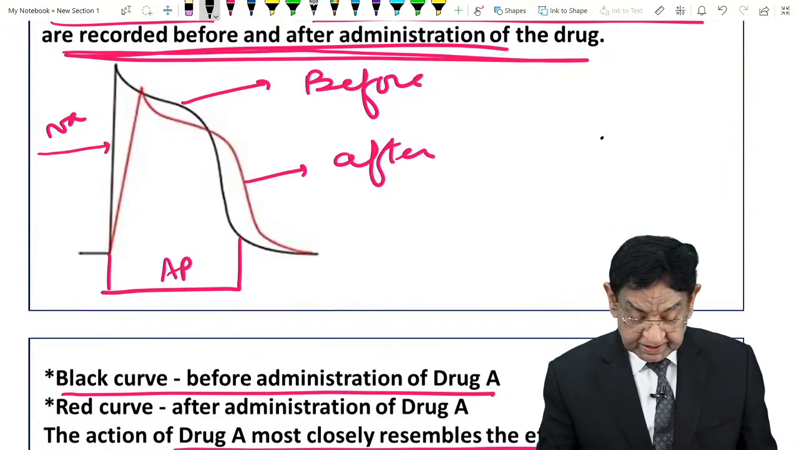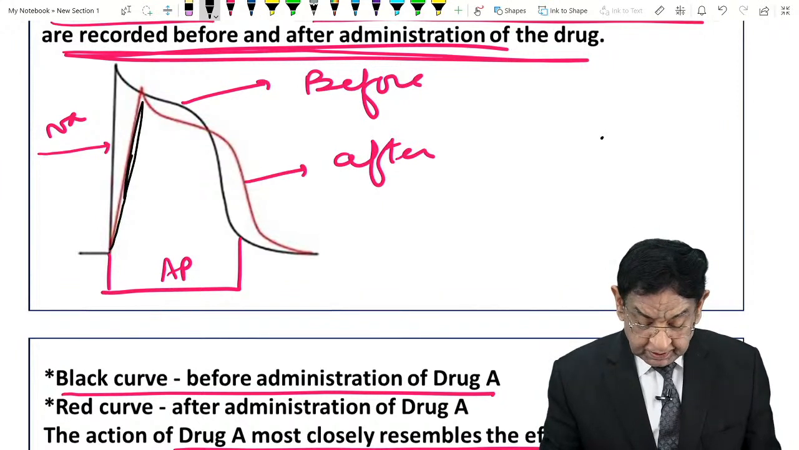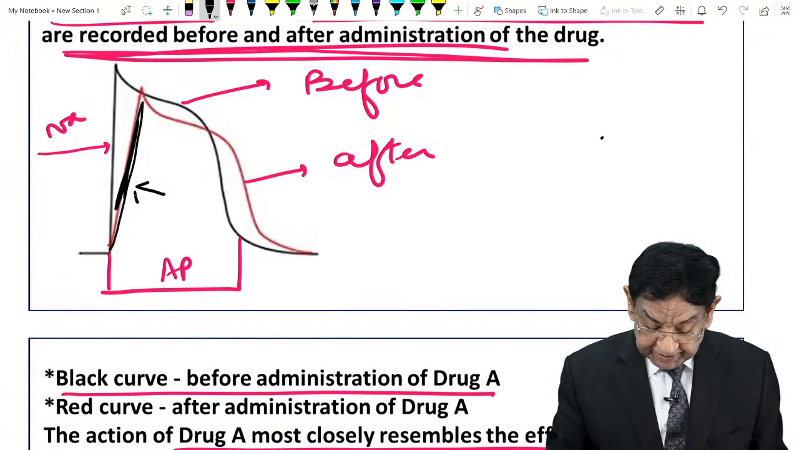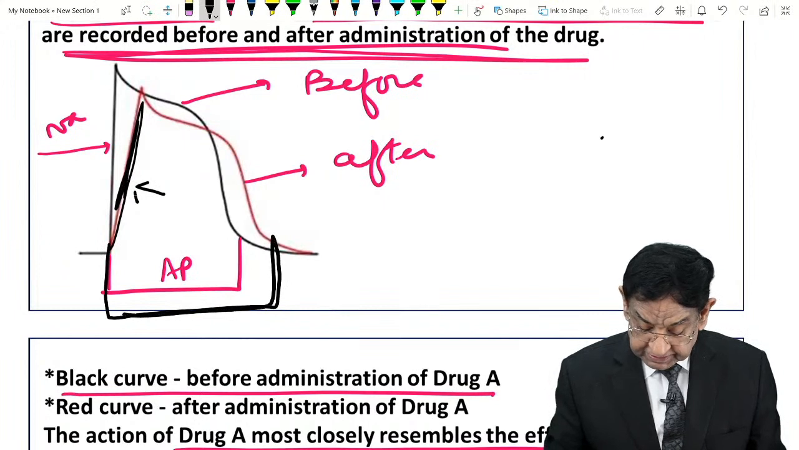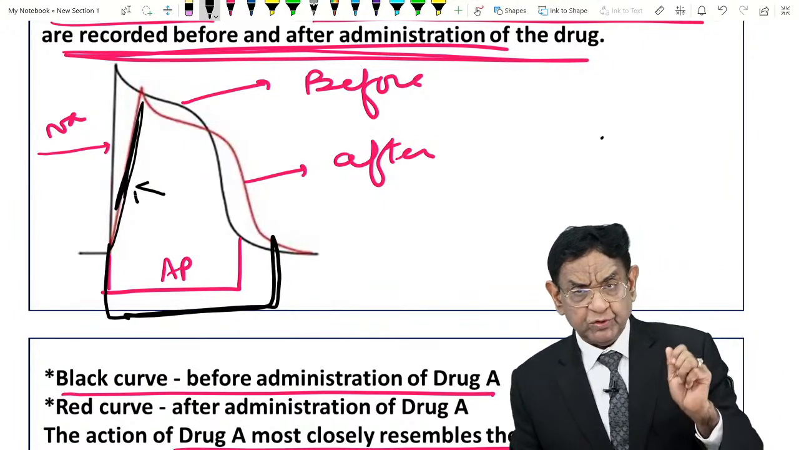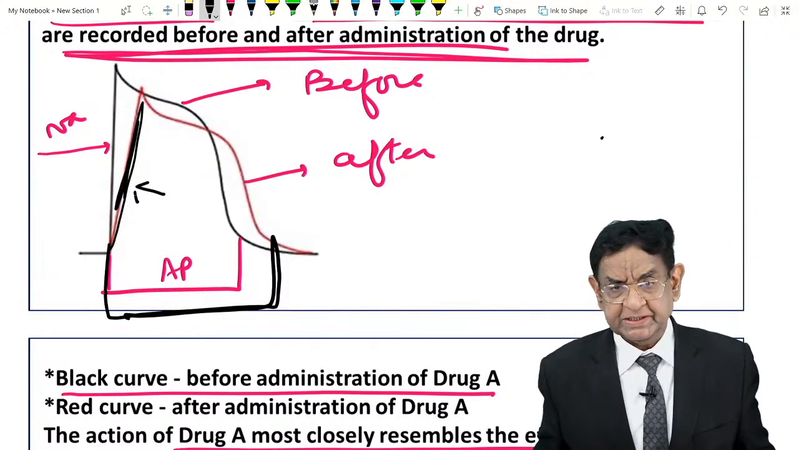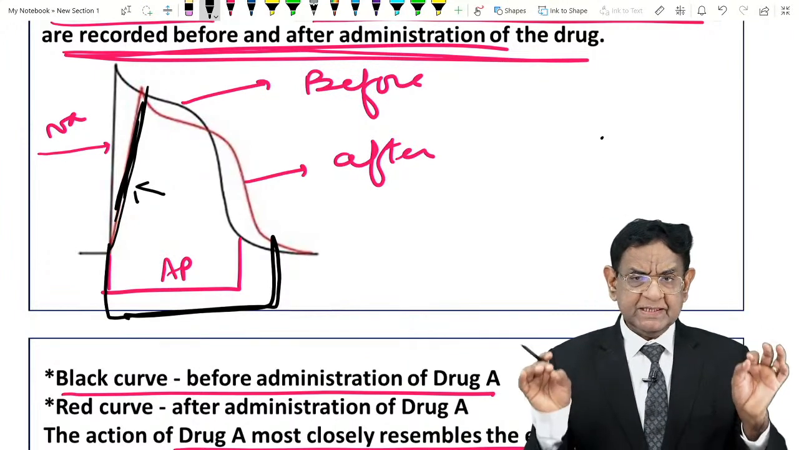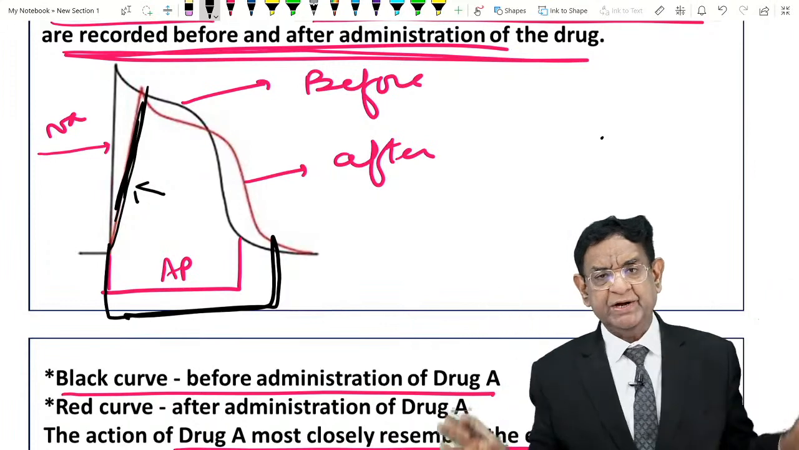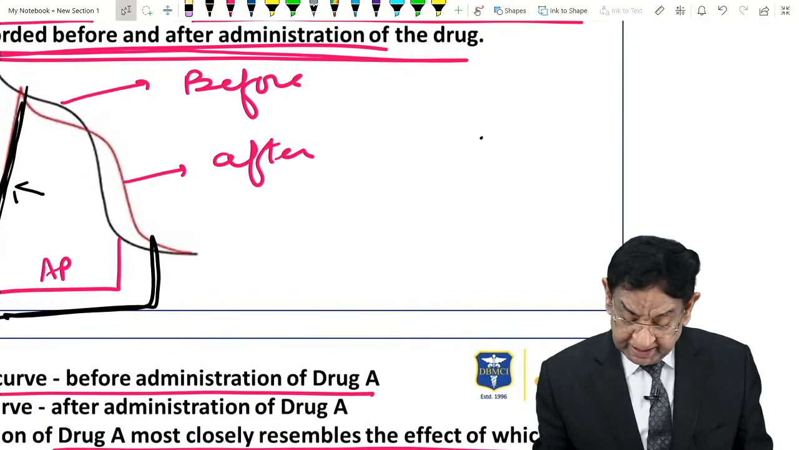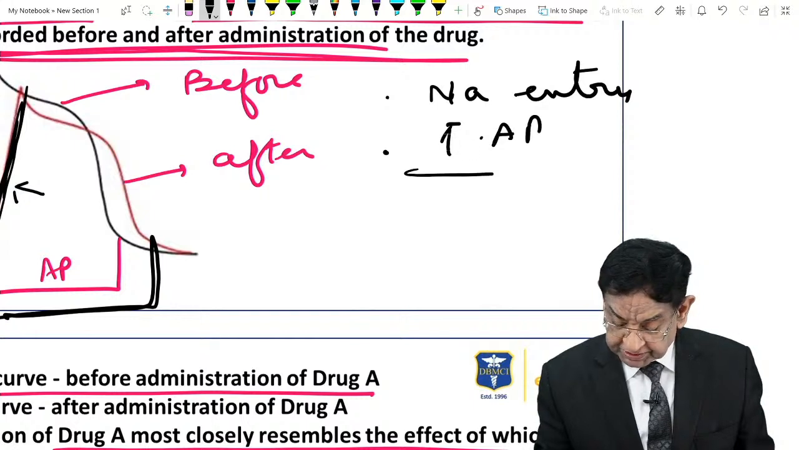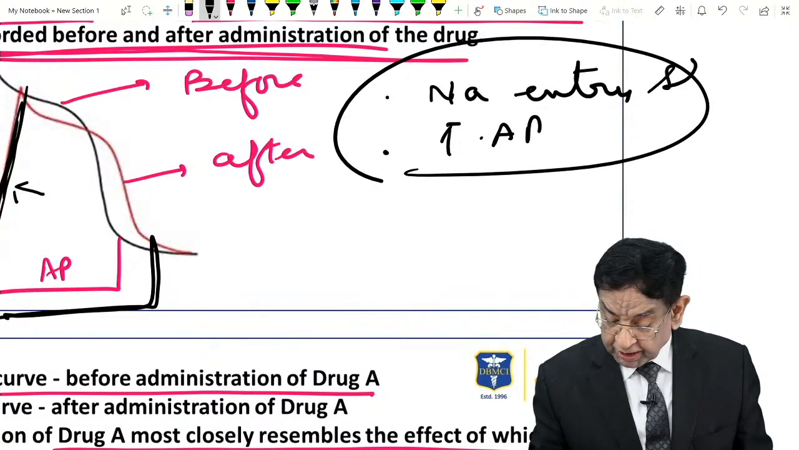When we gave the drug, first of all, this slope has shifted to the right. Second, the duration of action potential has increased. So there are two things that we have noticed: the duration of action potential is increased, and this slope has been slowed down. That means it has done something with the sodium entry. So the net result is they have affected sodium entry and increased the duration of action potential.